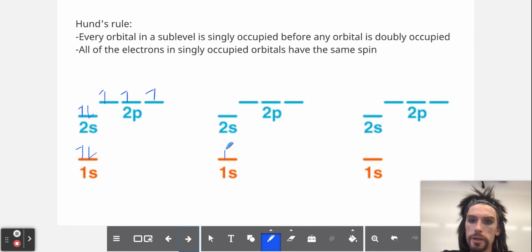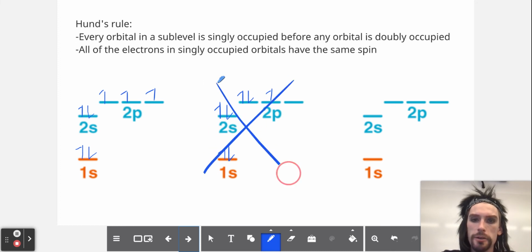The way not to do it would be to do like this, and then double up here. Because look at it this way. If you are getting onto a bus, if you were this electron, you wouldn't want to sit next to another electron when you could have a whole bench to yourself on the bus. Electrons repel each other kind of like people do. So this is not good.